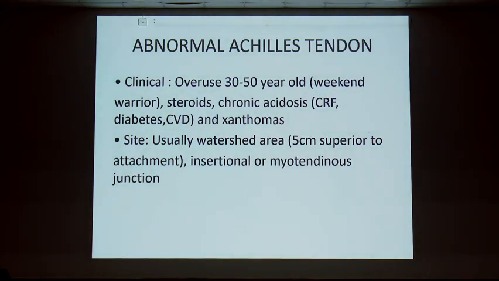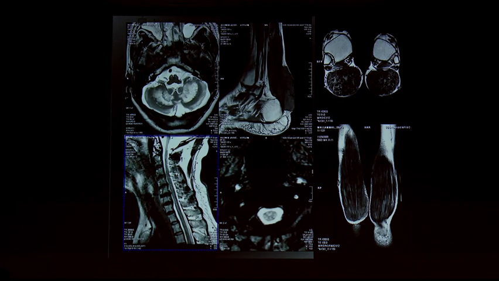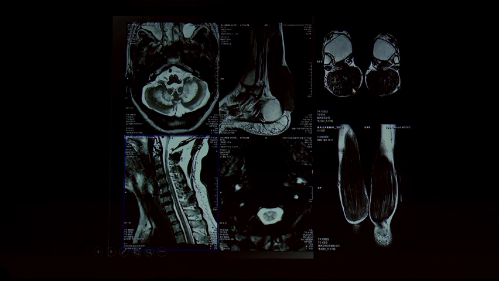Whenever it is abnormal, there are conditions like congenital disorders such as cerebrotendinous xanthomatosis. Cerebrotendinous xanthomatosis is a lipid storage disorder because of a defect in the activity of the hepatic mitochondrial enzyme sterol 27-hydroxylase, where lipid will be deposited in some areas, especially the tendons. Cerebellum, basal ganglia, thalami, spinal cord, and you can see the tendo Achilles is replaced by low signal. You can see the xanthomas. It is very classically seen, and you can see how much is deposited over here.